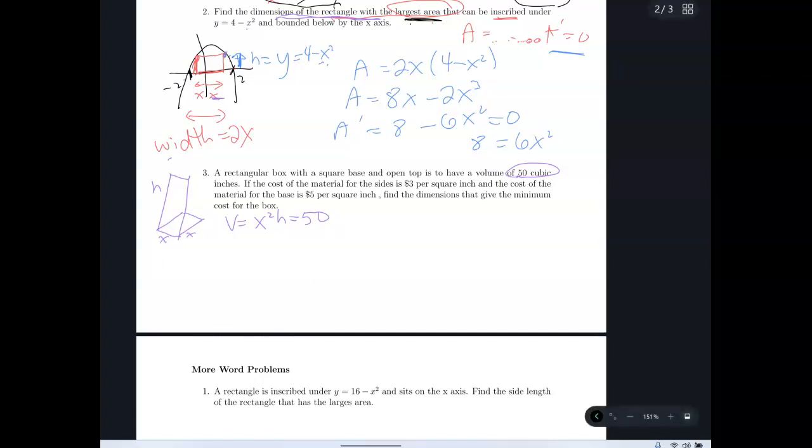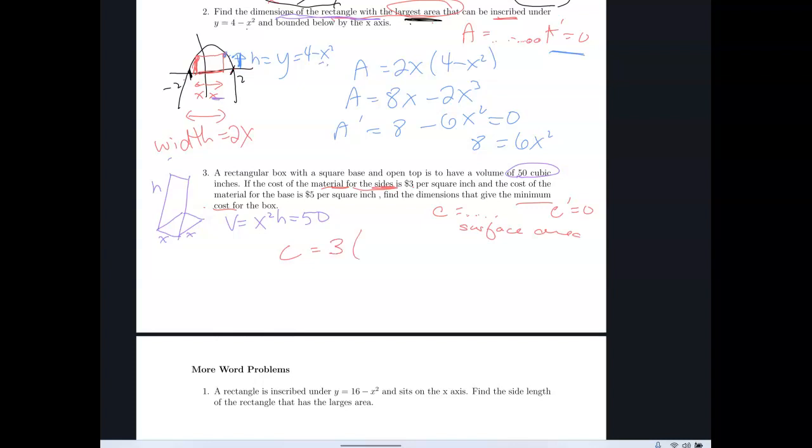Great. Okay, so they give us some costs, and we want the minimum cost. So we're going to make up a cost equation, and then we're going to take the derivative of the cost and set it equal to 0. The cost is going to be for the surface area, right? Because they're talking about the amount of material. So the cost of the sides will be $3.